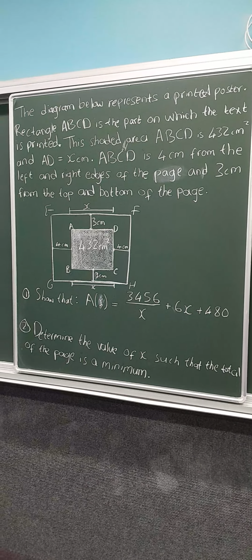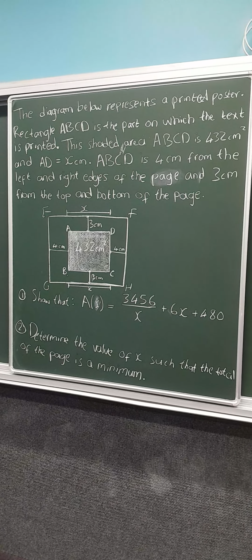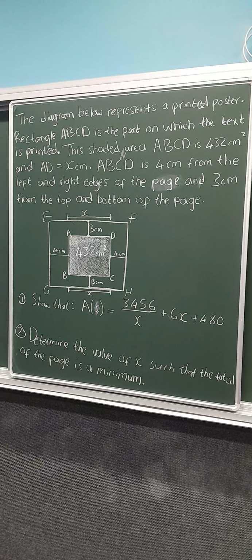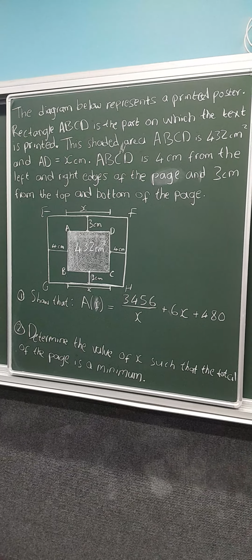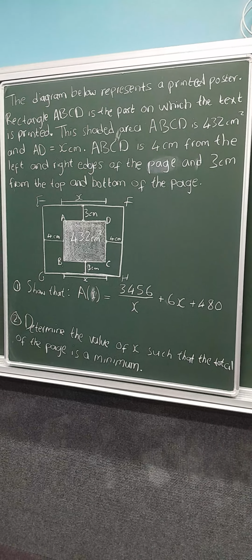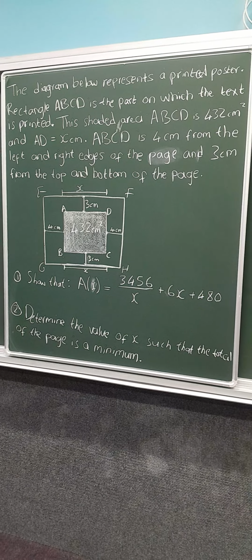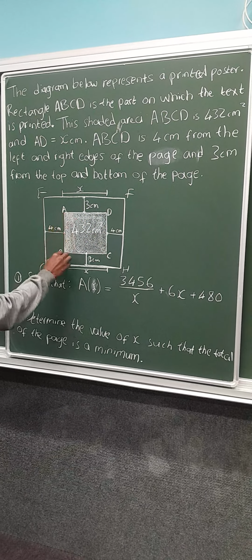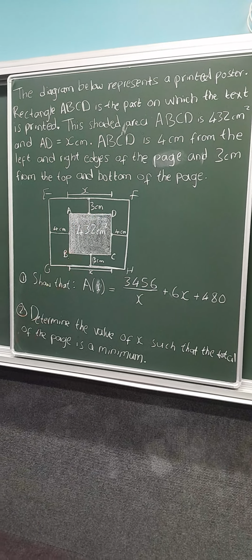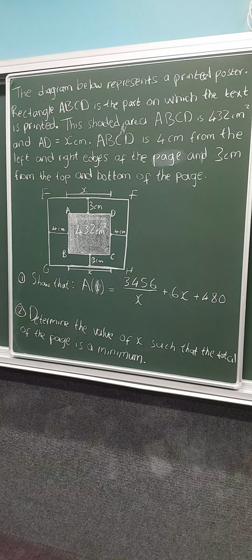Okay, so today we'll be doing application of calculus, also known as optimization. The question says the diagram below represents a printed poster. Rectangle ABCD is the part on which the text is printed. So this is a rectangle ABCD. Don't mind my drawing, it looks like a square, but that's a rectangle.